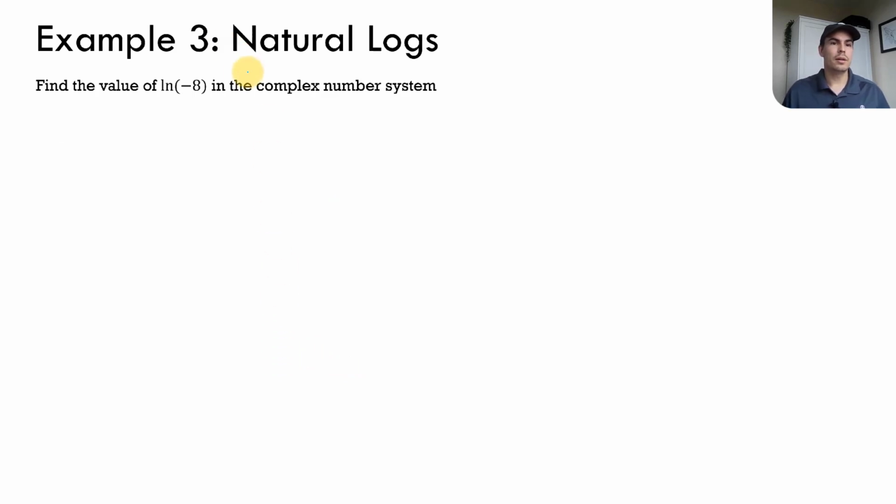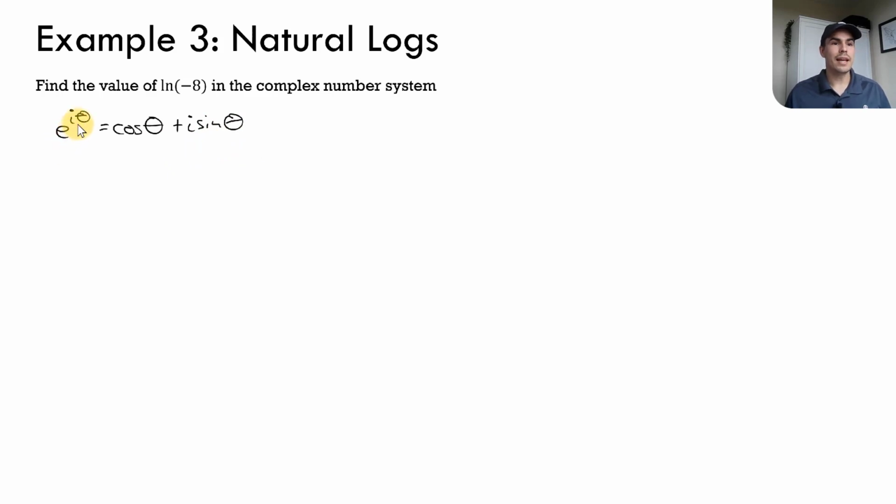All right, last example here, we're getting into natural logs and logarithms. We're going to find the value of the natural log of -8 in the complex number system. Now recall, natural log and logarithms of negative numbers, those don't exist, right? That's a domain restriction for us. Now, in fact, they don't exist in the real number plane. However, in the imaginary plane, they do exist. And we're going to use our Euler's formula in order to figure this out.